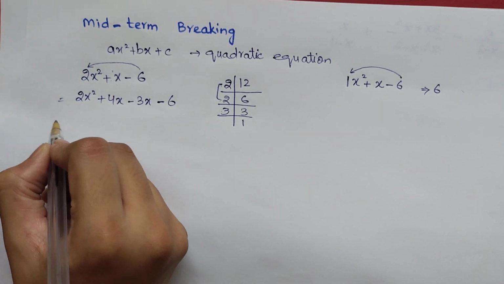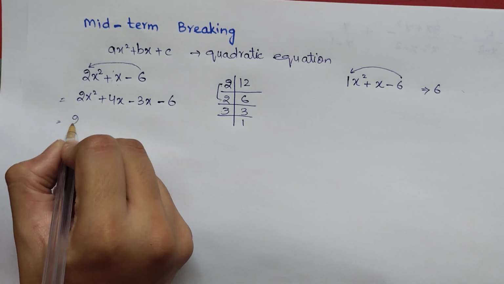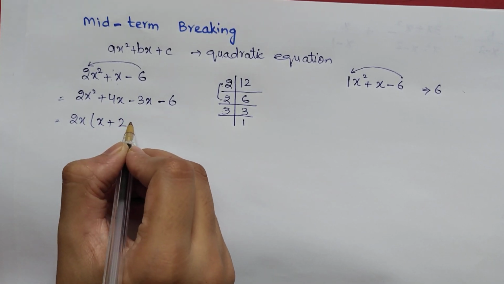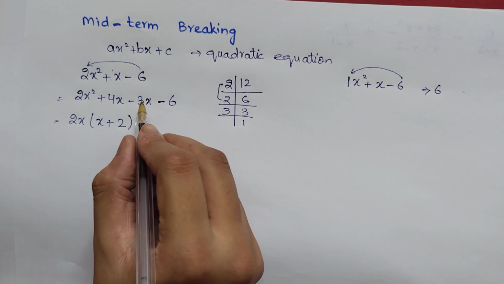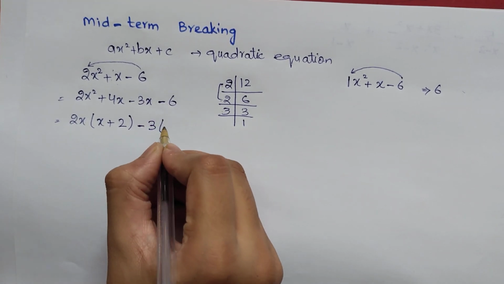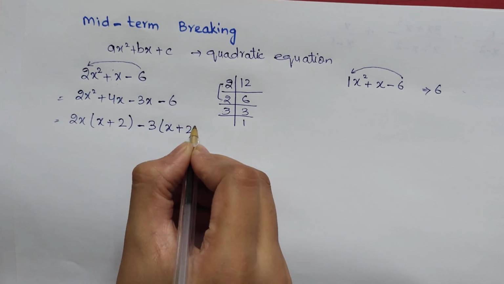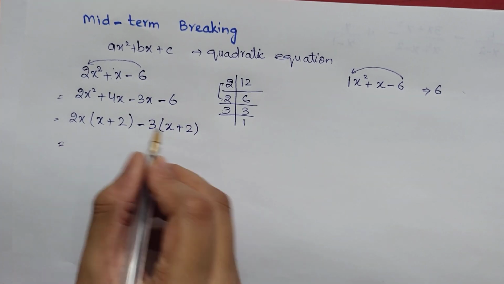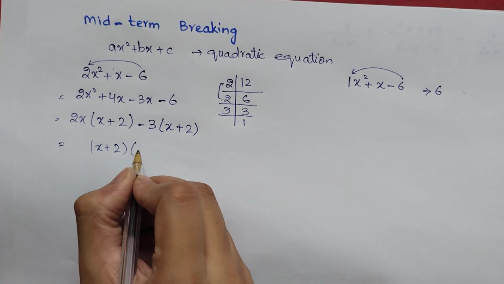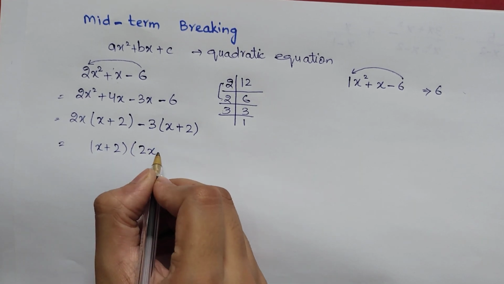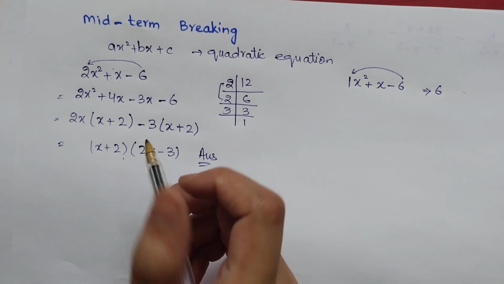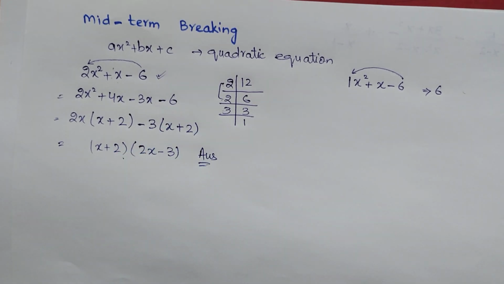Now what you have to do is take the common from the first two values, which is 2x. We'll get x plus 2. I hope you know how we take common. From these two values we take common minus 3, and this becomes x plus 2. Sign change. Both the brackets are similar, so you have to write it once, x plus 2, and in the other bracket you have to write 2x minus 3. This is your answer. You make the factors of this term, which is called midterm breaking.